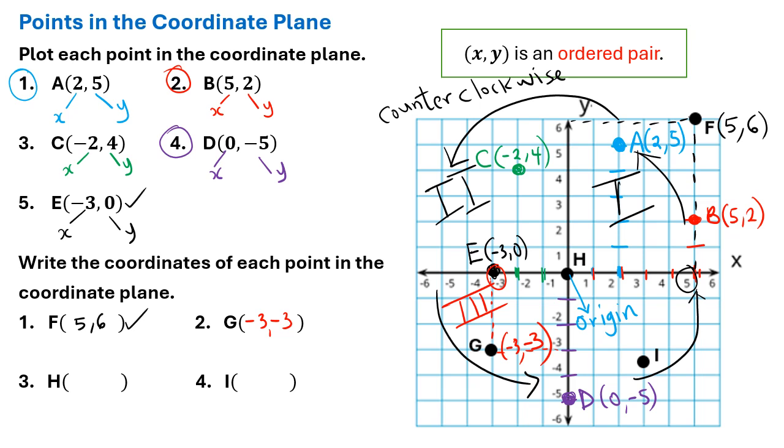So let's try to find the coordinates for H now. I'm going to use green color right here. H is located right here, which is the origin. For the origin, we represent it with (0, 0). And for number 4, we are going to use blue again. I is located in the fourth quadrant, and we should have a positive number versus a negative number. If we go up, how many units? We go up to 3.